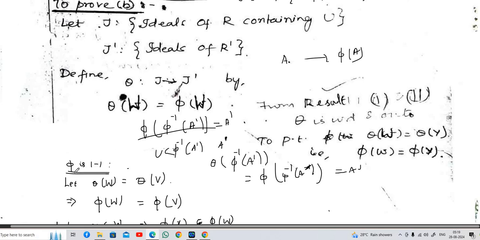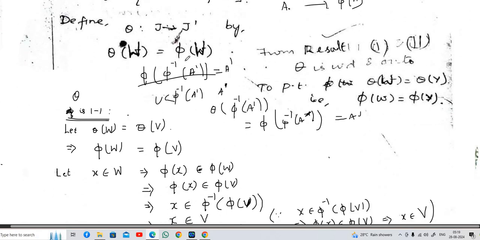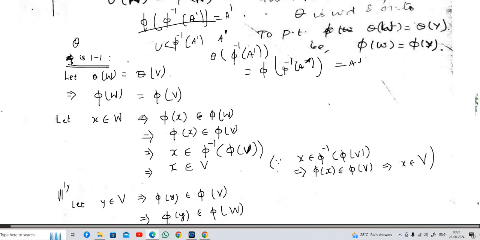Next, we show that this theta is 1 to 1, not phi. Theta is 1 to 1. So for that we consider the images to be equal. Theta of W is equal to theta of V. So that tells that phi of W is equal to phi of V. Now this is going to imply that V is equal to W. How? If you consider x in W, obviously phi of x belongs to phi of W. But phi of W is taken as phi of V. So phi of x belongs to phi of V. This implies that x belongs to phi inverse of phi of V.